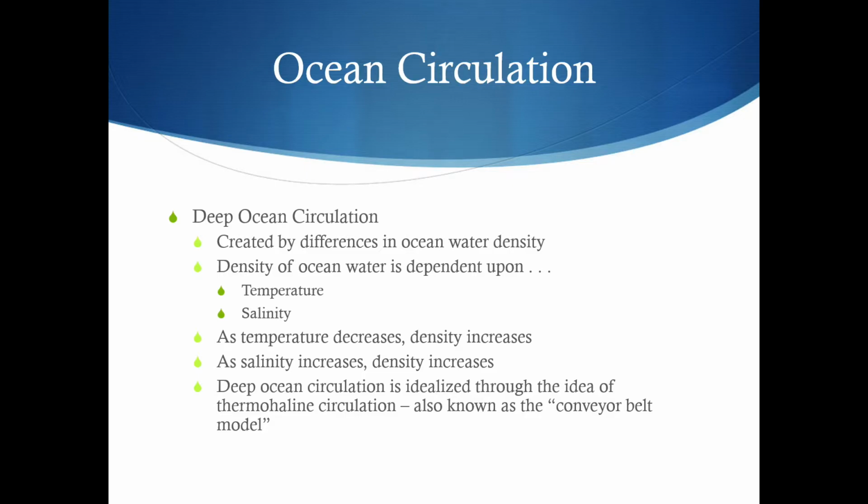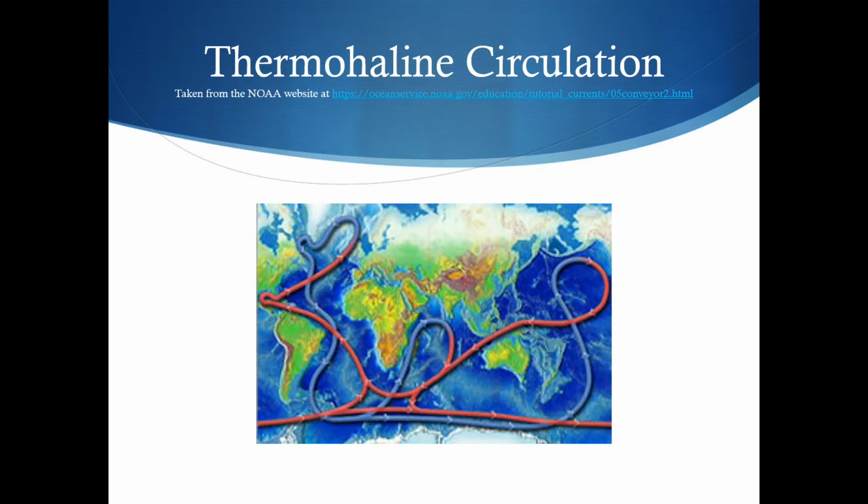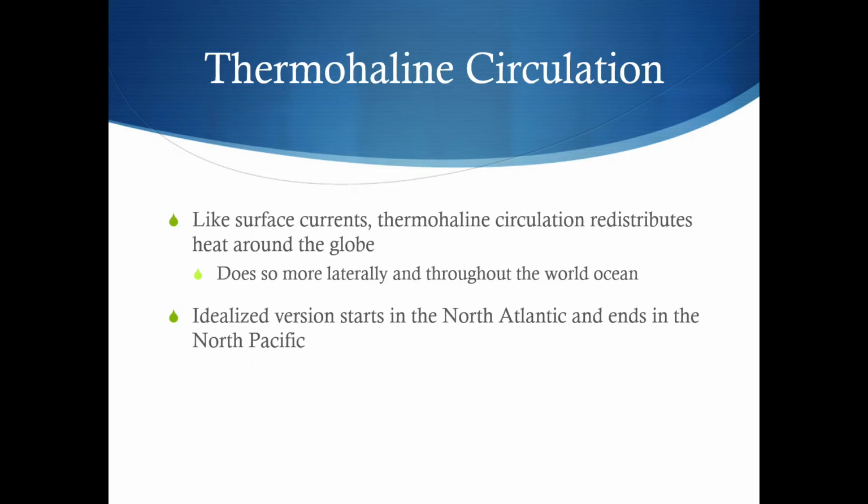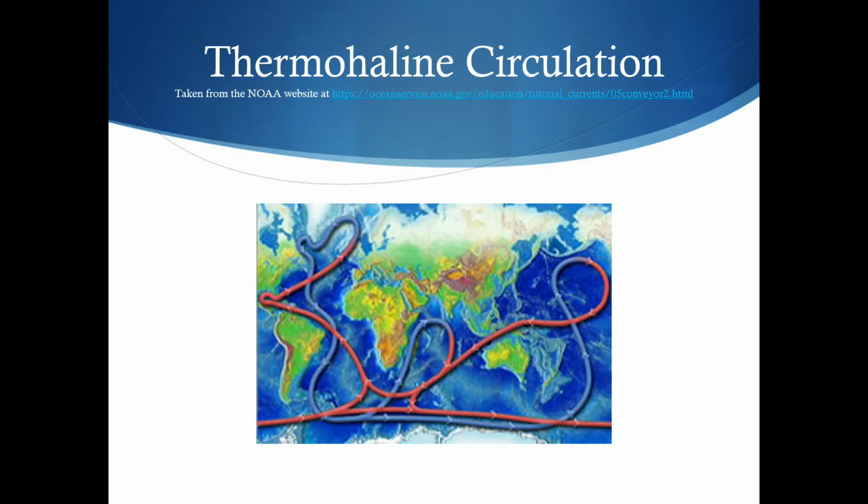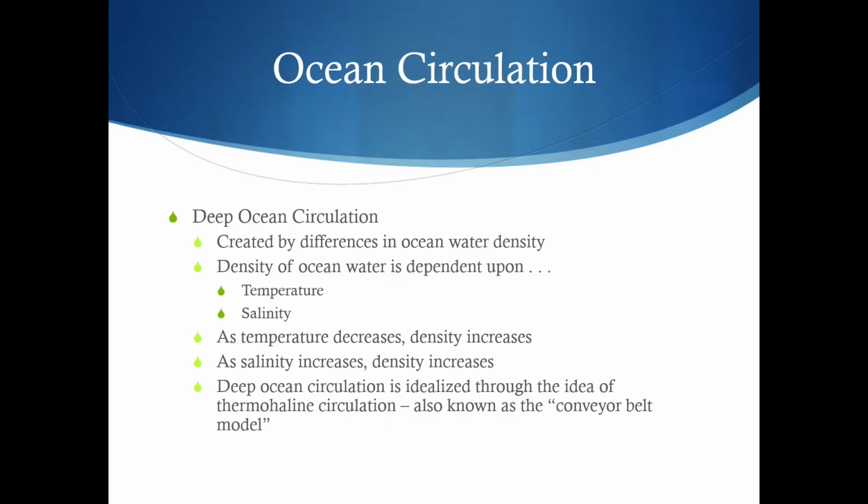And deep ocean circulation is idealized through the idea of something we call in science the thermohaline circulation. It's also known as the conveyor belt model. And what it looks like is this. And what it says is that water is redistributed in the deep ocean layers by sinking and rising water. Because if we're talking about density of the water, then dense water sinks, less dense water rises, right?